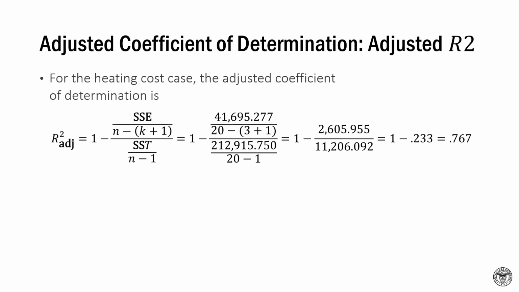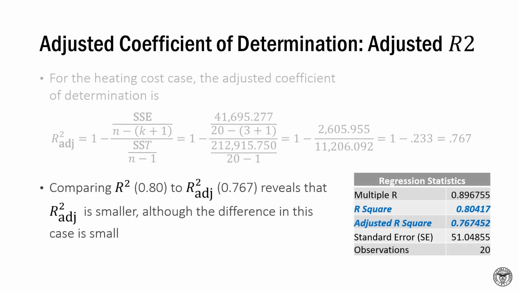In the heating cost case, by plugging the values from the ANOVA table into the equations described in the previous slides, we can obtain the adjusted R-squared as 0.767. This adjusted R-squared value is smaller than 0.804, the regular R-squared value. In practice, we should stop adding an independent variable into the model if the adjusted R-squared starts to decrease after adding that specific independent variable.